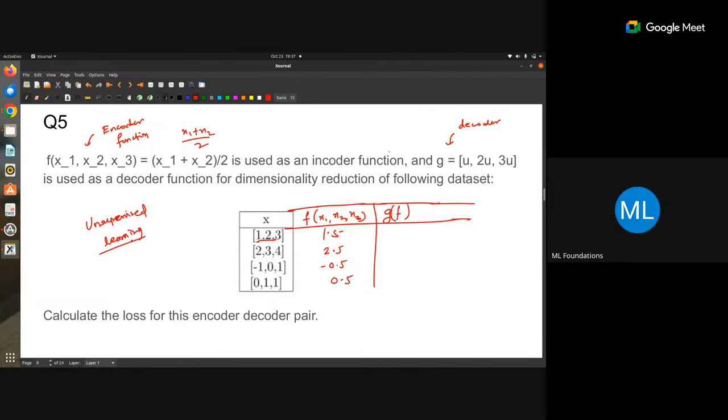What will be its decoder function? 1.5. So u, 2u, 3u. So it's 1.5, 3, 2 times 1.5 is 3. And 4.5, 3 times. Right. So you can actually observe this. This is the encoder function, right? So it's encoded. So what was the dimension here? R3 to R1. That goes to R. Again, we have to decode into the original dimension, right? So we did that. Okay. So 2.5, 5, 7.5. Is it 2.5? Yeah, it's 2.5. 2.5, 5, 7.5. Yeah.